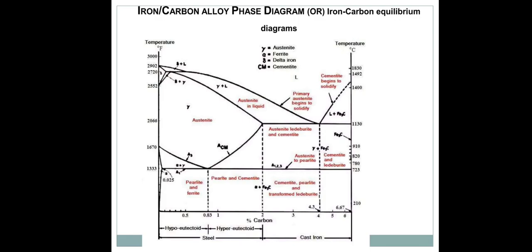Here we are seeing the iron carbon system. This is the basic steel and cast iron formation, how we are getting it from the carbon percentage which we are adding in the iron.